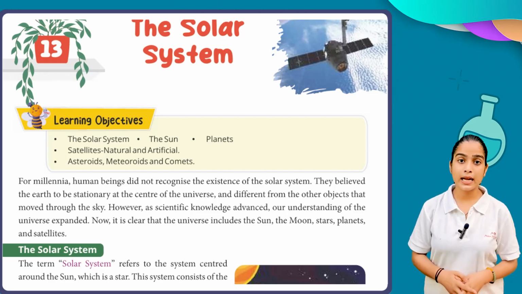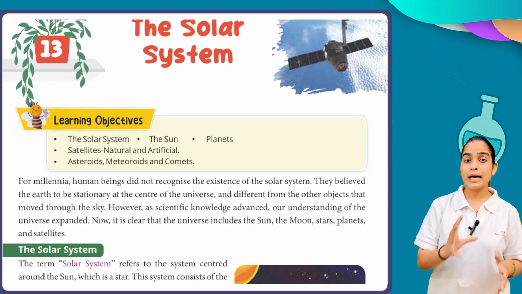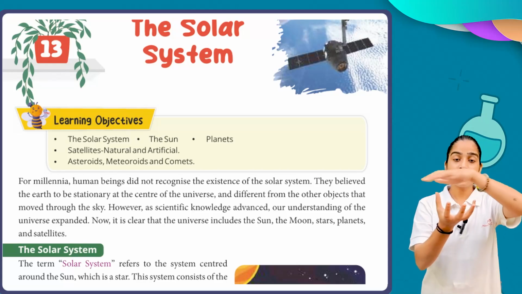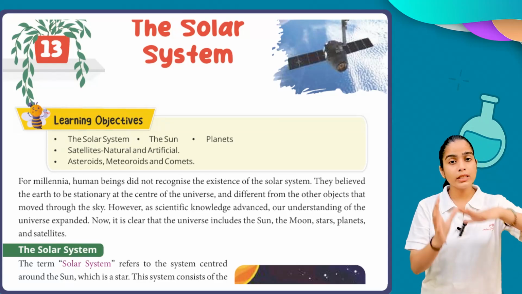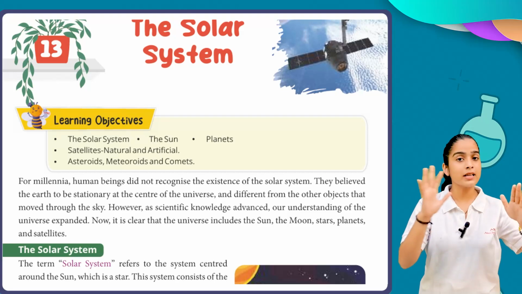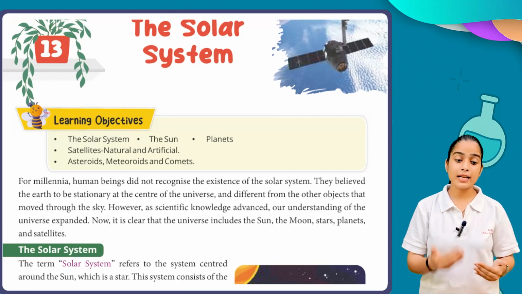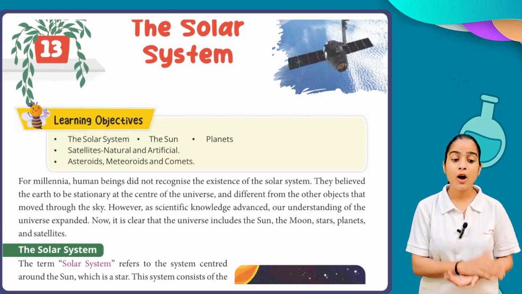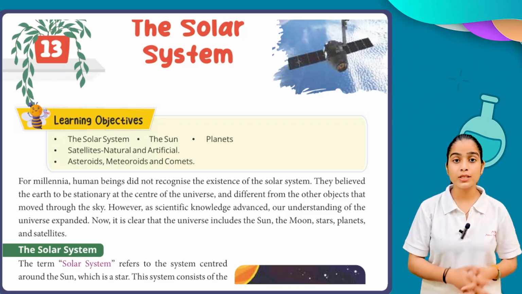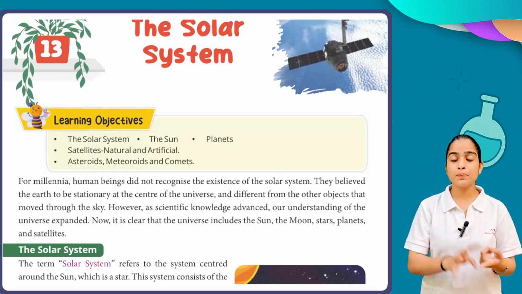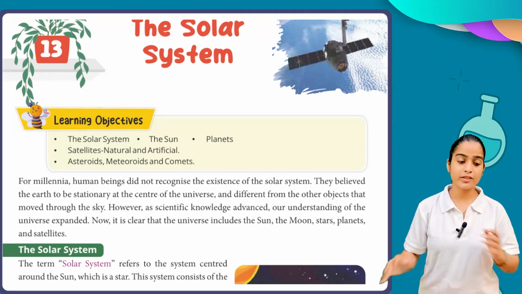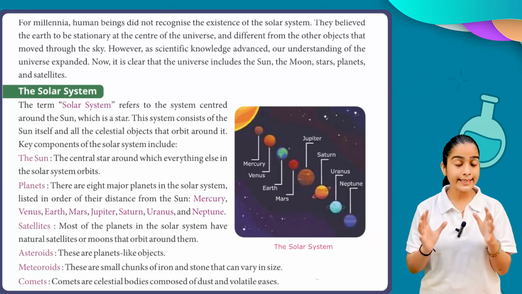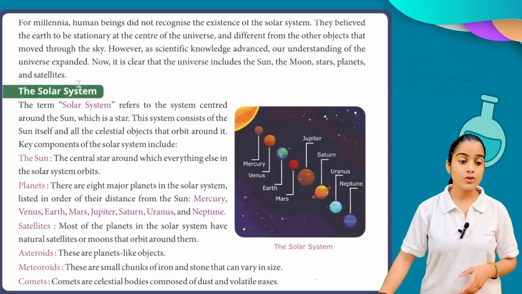So what we understand here is that people thought the earth would remain stationary at a fixed point, and that only the earth was different from the other things. But as scientific understanding increased and our knowledge expanded, it is clear that the universe includes the stars, the moon, the planets, the earth, etc. Now we are going to learn about this understanding in detail, the solar system.